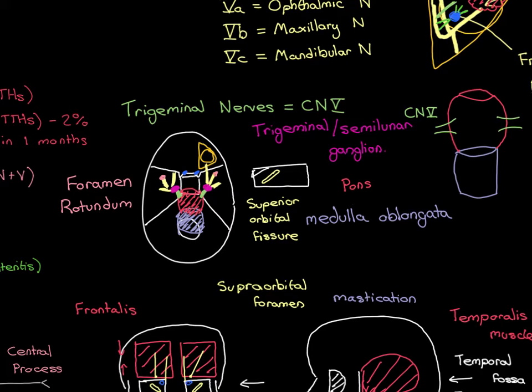Rotundum. Okay, so this is a hole in the base of the skull. It's in this sort of position. If you do look at the cranial cavity, just like I've shown you, you will see the foramen rotundum in about these positions here, and it's the hole through which the maxillary nerve goes.